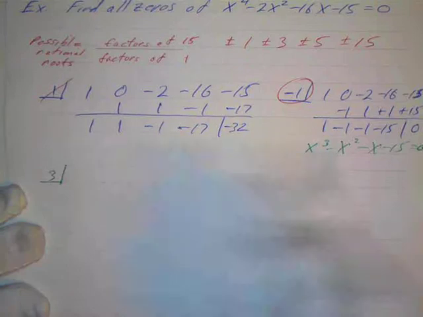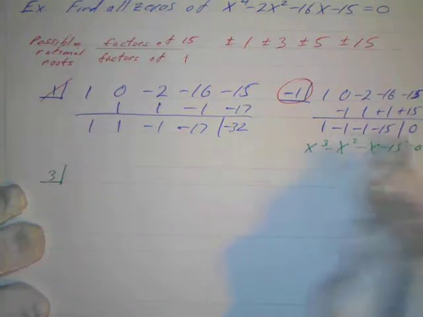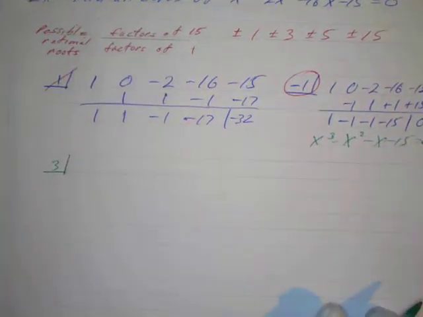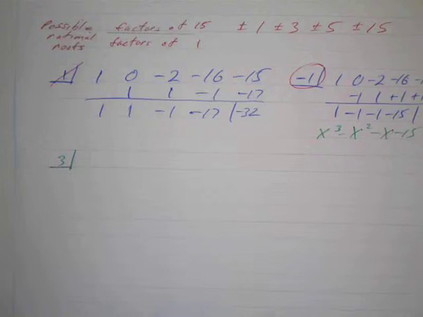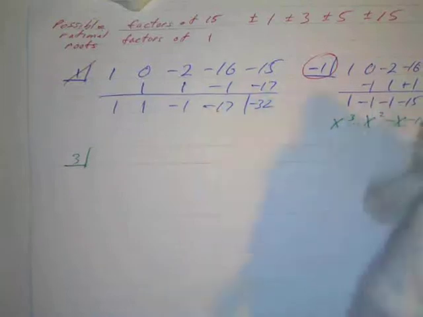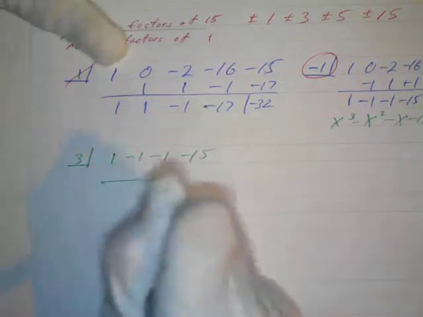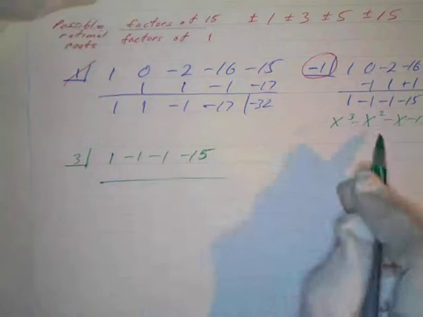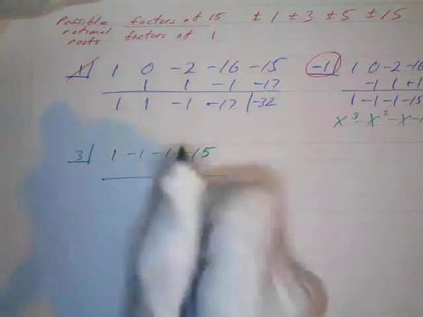I could do it again with these numbers, but it's going to be a little shorter to do these numbers. It's also going to lead to my reduced quadratic at the end. So again, we're trying to find our zeros, so these are our possible rational roots. And we're going to try 3, and we're going to use these numbers now because we reduced this. So that's going to be 1, negative 1, negative 1, and negative 15. And again, this reducing form is going to leave us with a quadratic, hopefully, that we'll be able to solve.